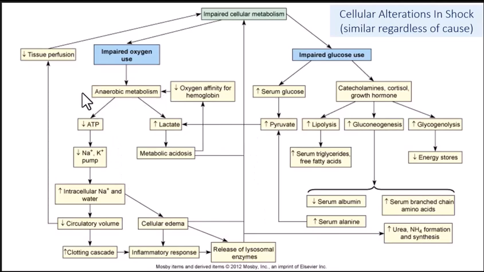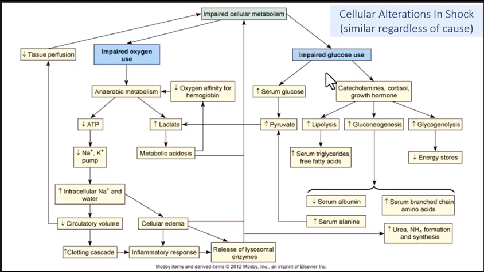Another outcome that's seen with anaerobic metabolism is the production of lactate or lactic acid. And lactic acid, if it builds up too much, like it would in this situation, can lead to metabolic acidosis. And metabolic acidosis can also cause disruption of many different systems in the body, but one thing that it can contribute to is a reduction in oxygen affinity for hemoglobin. So any oxygen that we would normally be able to have on hemoglobin is now lost, further affecting the delivery of oxygen to tissues.